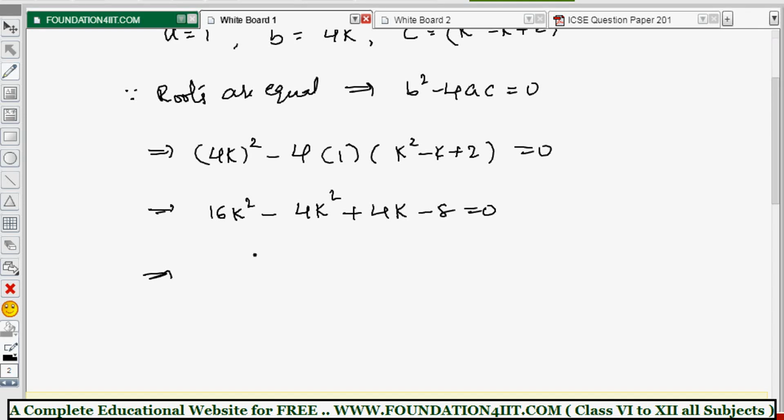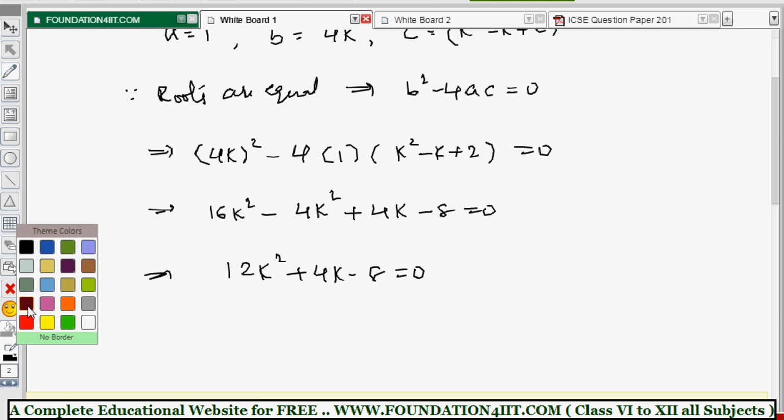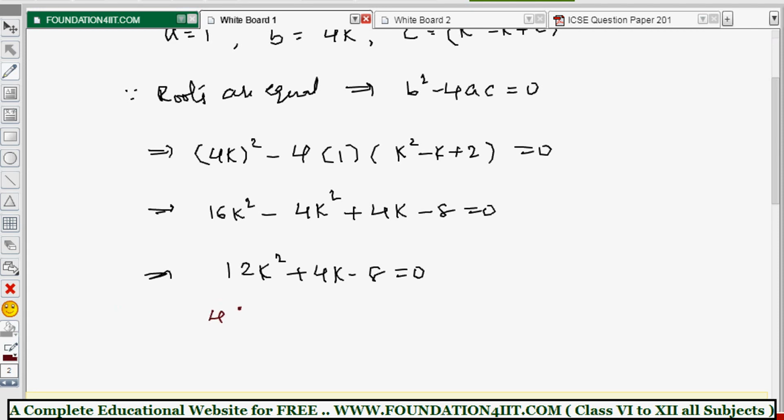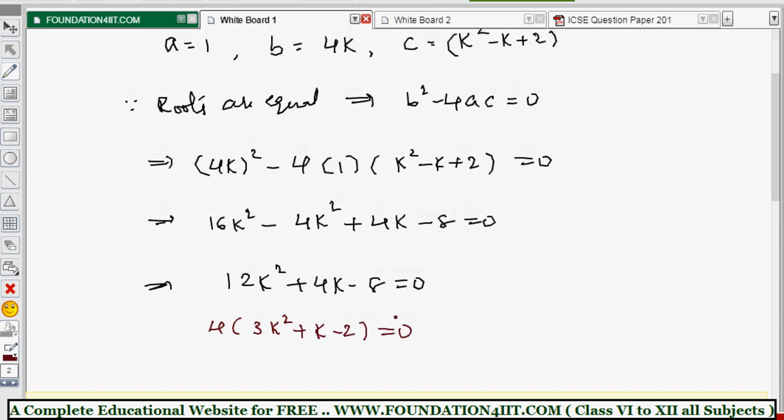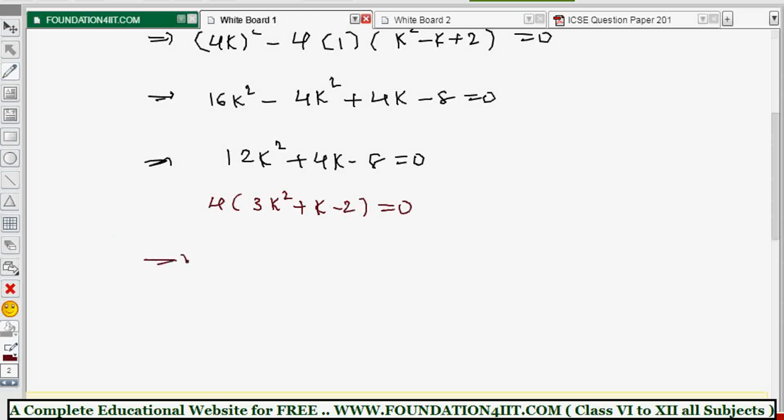16k square minus 4k square is 12k square plus 4k minus 8 is equal to 0. You can take 4 common. So you should factorize this and you'll find out the value of k. Take 4 common: 3k square plus k minus 2 is equal to 0, right? Then 3k square plus k minus 2 is equal to 0 because 0 by 4 is 0.